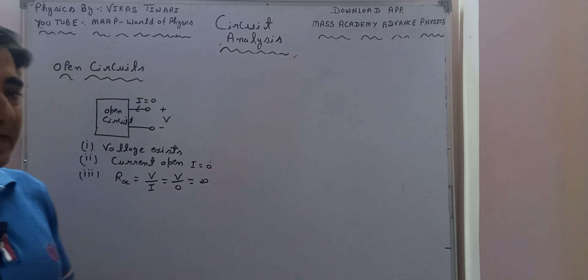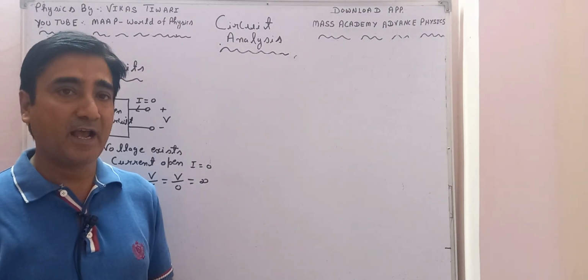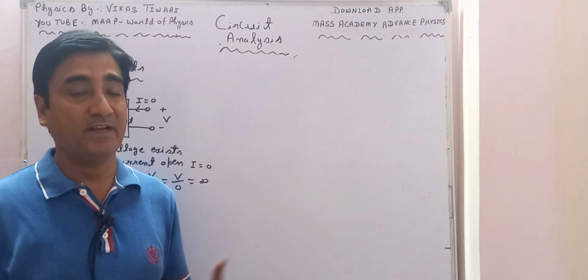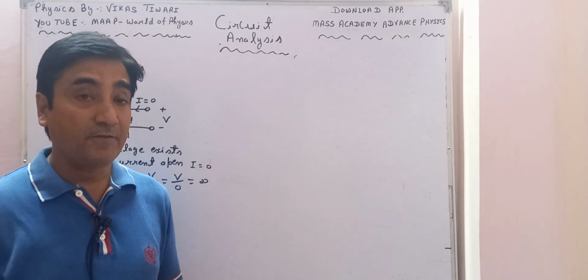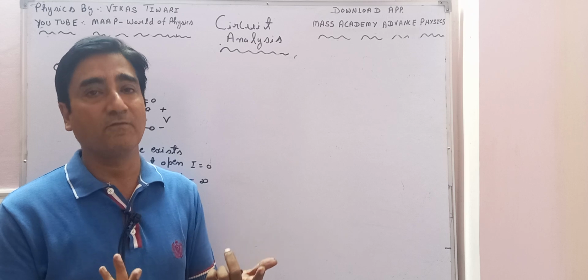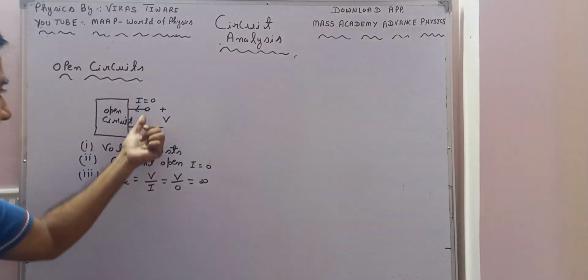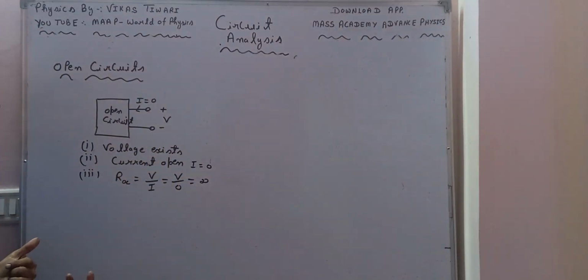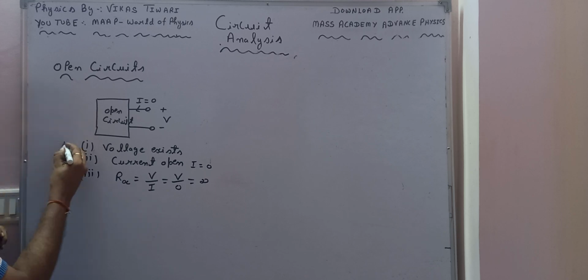So for any ideal open circuit, we will say it has very large resistance. If it has very large resistance, it is not possible for there to be a flow of current in that circuit. That's why I am saying I is equal to 0. So these are the basic properties of any open circuit.